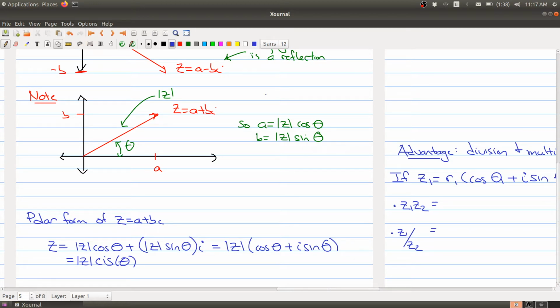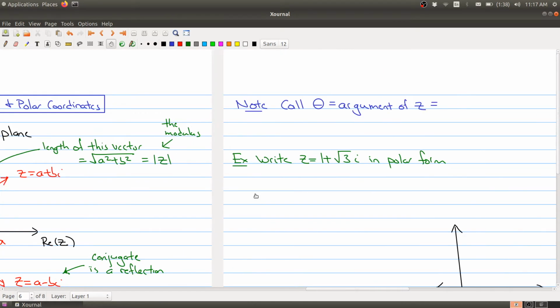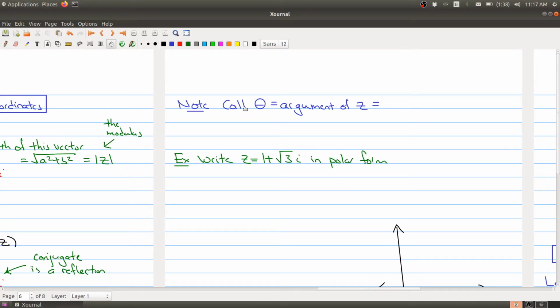Now this angle is called the argument of the complex number. So theta is called the argument, and you can compute it in two different ways. It's equal to the inverse cos of A divided by its modulus, but it's also equal to the inverse sine of B divided by the modulus of Z. Both of these numbers are the same.